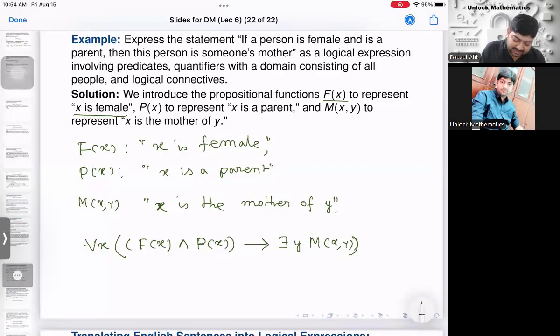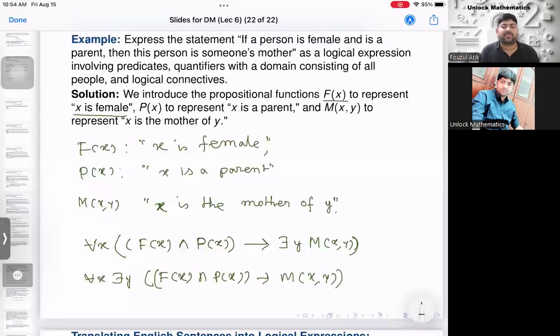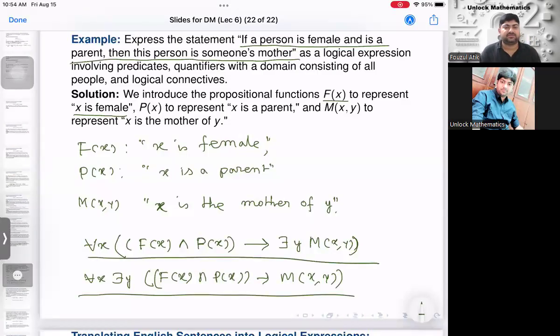Clear? You may also write it as: for all x, there exists a y. Then if F(x) and P(x) are both happening together, this will imply x is a mother of y. Done. So this is how you can make an English sentence: if a person is female and is a parent, then the person is someone's mother. You can write it in a logical way like this. This is the method. I hope this is clear and easy as well.